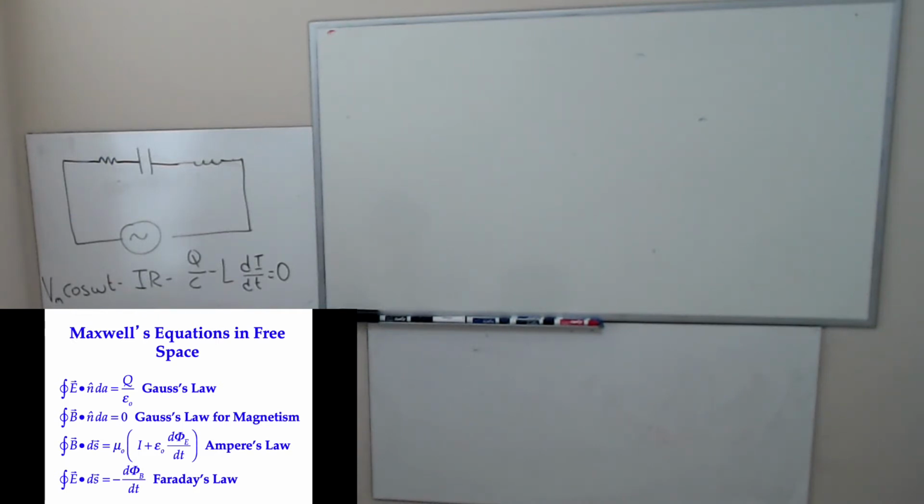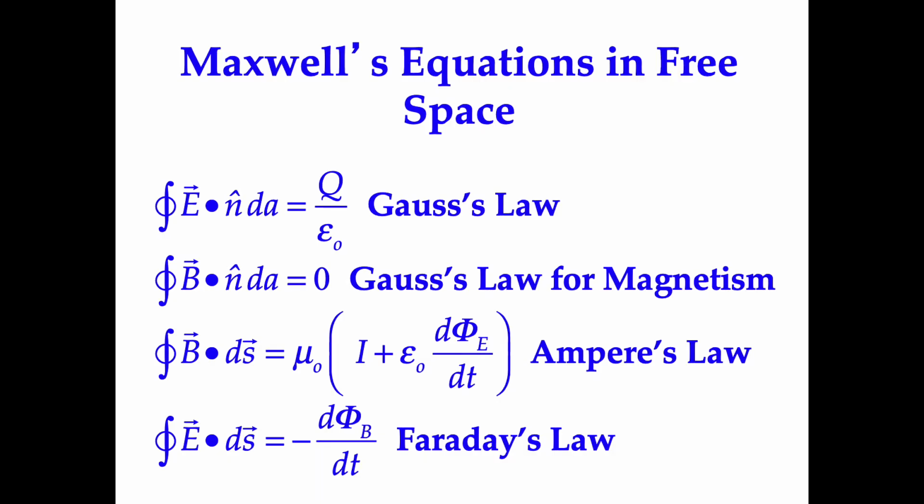Okay. So last time I introduced the displacement current, which really was an important discovery by Maxwell because it made Ampere's law consistent. It also said that time-varying electric fields generate magnetic fields.